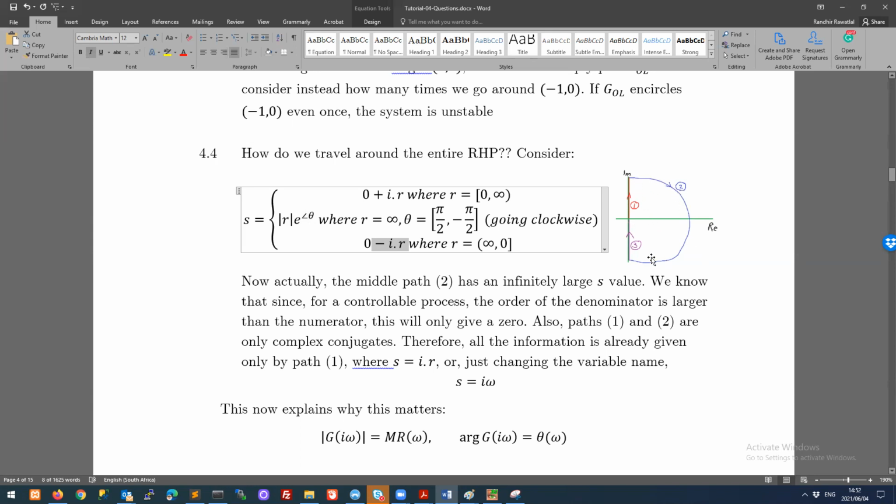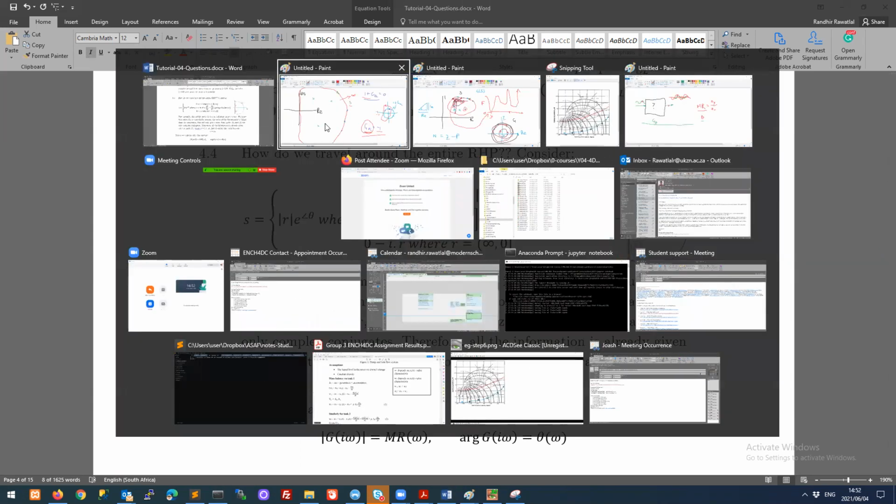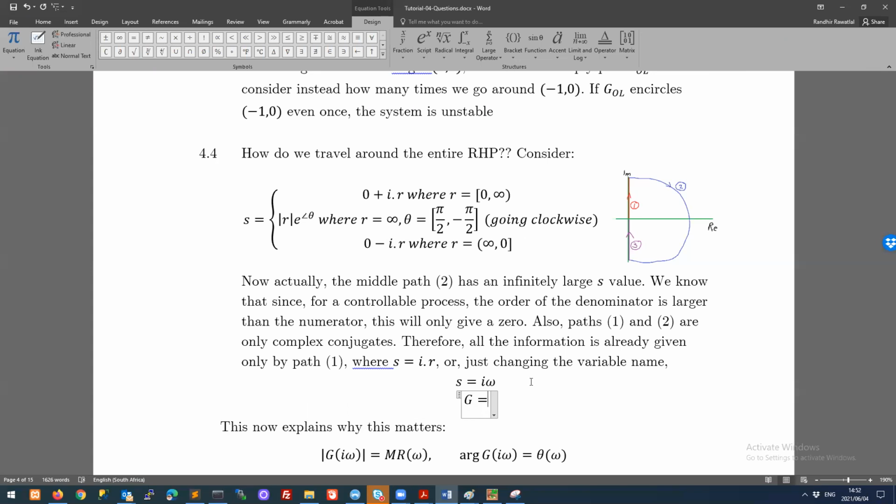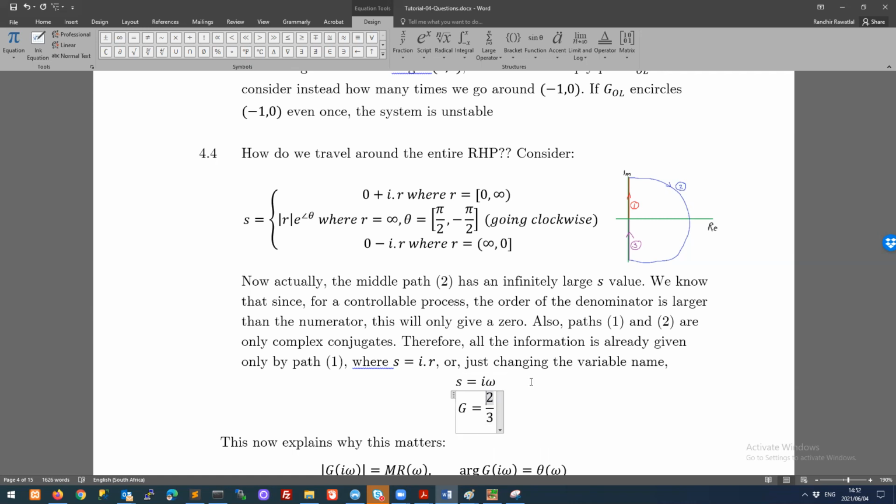Now we can think about simplifying this, right? If we think about path 2, the magnitude of S is infinity, a crazy high number. And we know that the transfer functions for our processes are all going to have this form. So it's going to be G equals, we can write this as S to the power M plus A times S to the power M minus 1 plus, and so on, until some other constant times S to the power 0, which is 1.